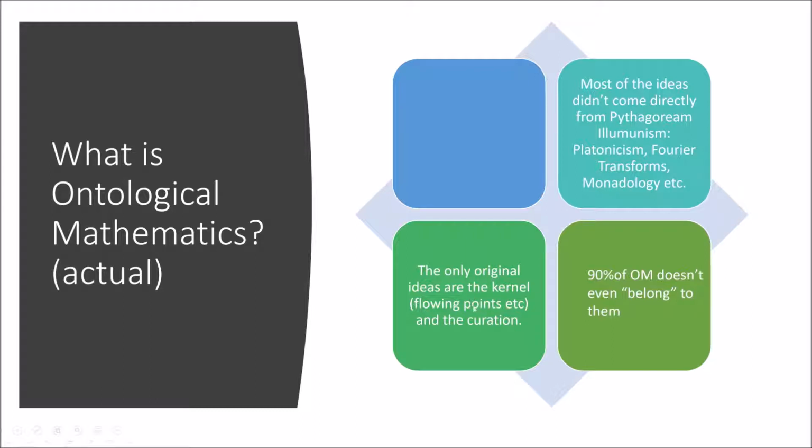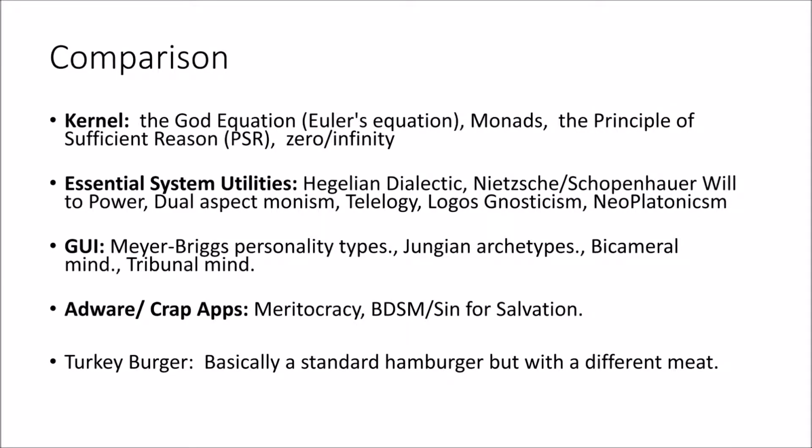So it's only the things at the kernel. They have the concept of flowing points, etc. So 90% of ontological math doesn't even belong to them. In other words, they're actually mostly free and open source. So even in this regard, they're actually a lot more like Linux distributions.